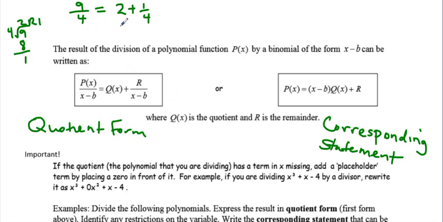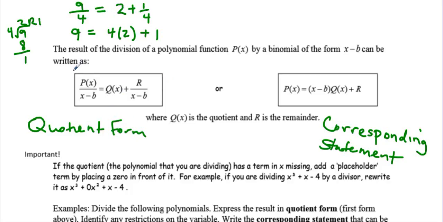The other way that you can think about this is if I have 9 divided by 4, I know that I can take 4. Let me just think about this. So 9 is the same as 4 times 2 plus 1. So this is our divisor times our quotient plus our remainder, right? 4 times 2 plus 1 is 9, and 9 divided by 4 is 2 1/4.